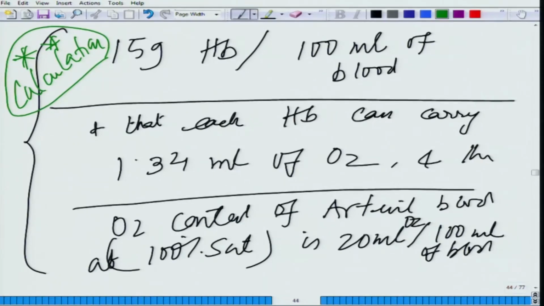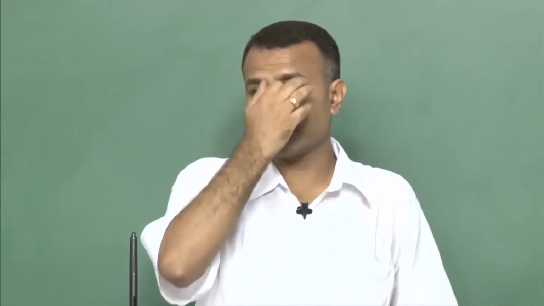Okay. After the oxygen, we talked about the hemoglobin and the porphyrin structure of hemoglobin. Let us talk about how carbon dioxide is carried in the blood. In case of carbon dioxide, there are three different mechanisms. There is no specific carrier as such.